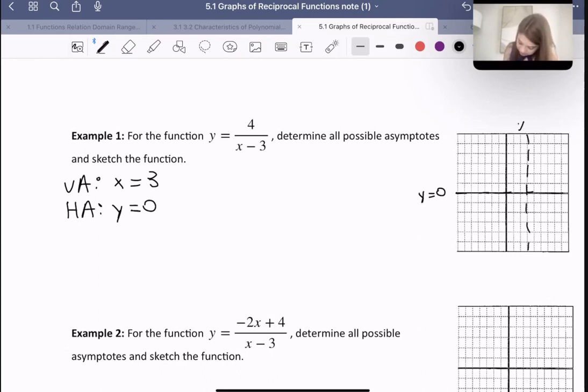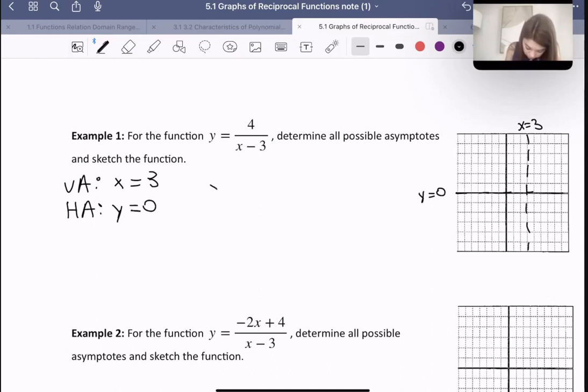Okay, that's better. Good. Now we need to determine how to sketch this function. Well, how do we sketch the function? We're just going to plug in a number that is after the asymptote of x equals 3 and a number that's before it to figure out the direction. So what if we plug in 4? We'll get 4 minus 3, which is 1 in the bottom, and on the top we'll have 4.